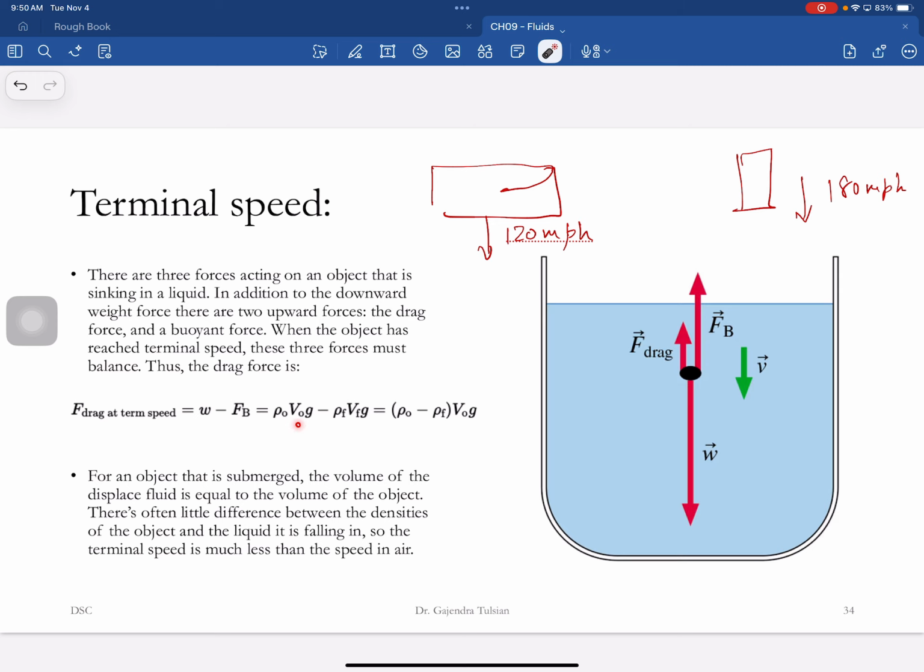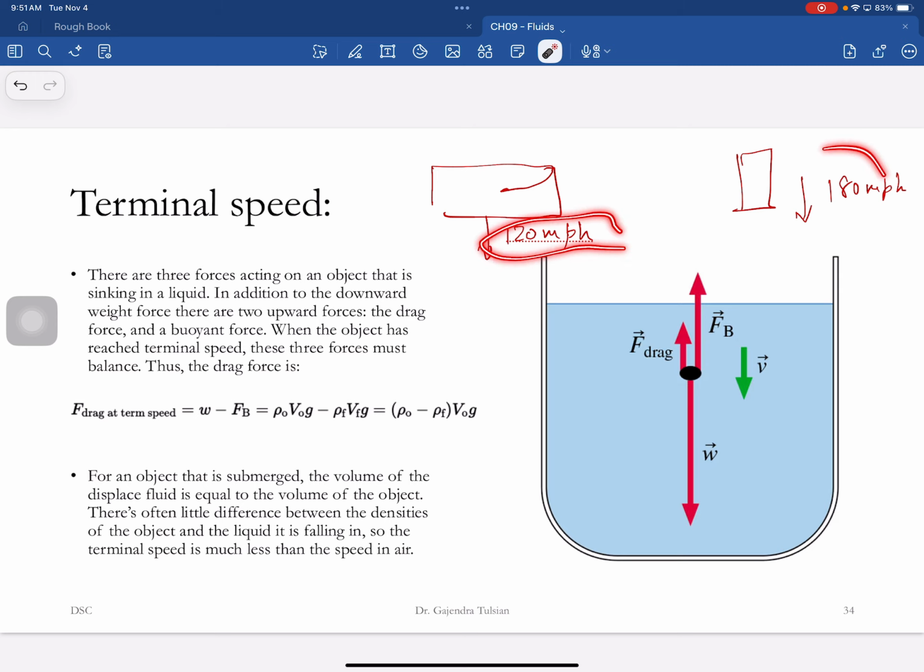This can be written as the density of the object minus the density of the fluid times the volume of the object times gravity. For most objects, the density of the object is just a little greater than the density of the fluid. So this term is small. That means the terminal speed is small. So if you're falling in a fluid, the terminal speed is very small. It's nowhere near these guys.